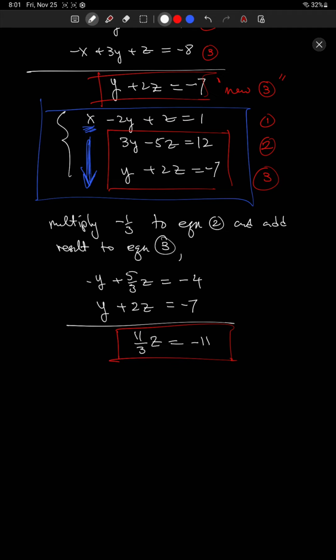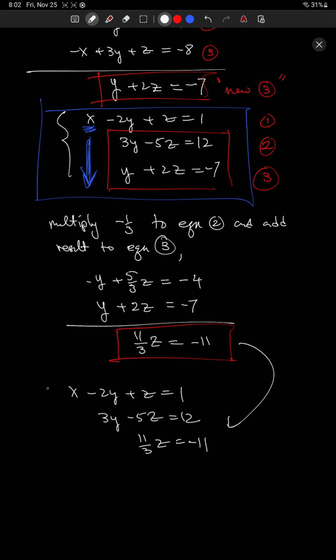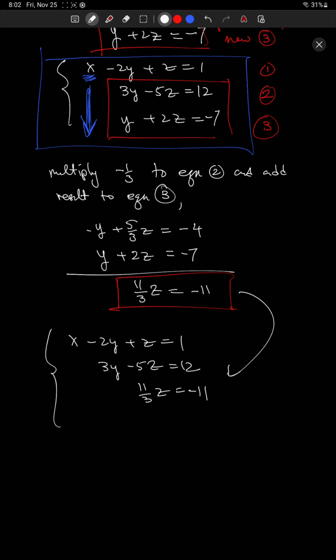So what I end up with is x minus 2y plus z equals 1, no change. 3y minus 5z equals 12, no change. And then our new equation 3 goes right here. That's 11 over 3z equals minus 11. Okay, so this is the latest incarnation of our problem.